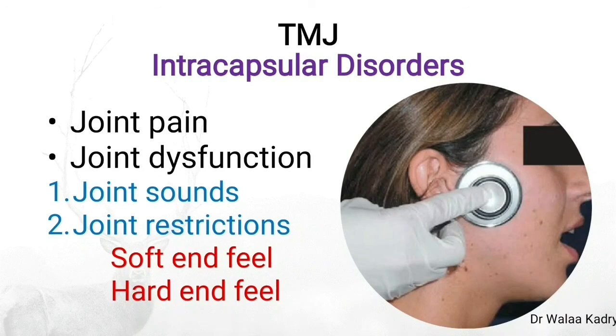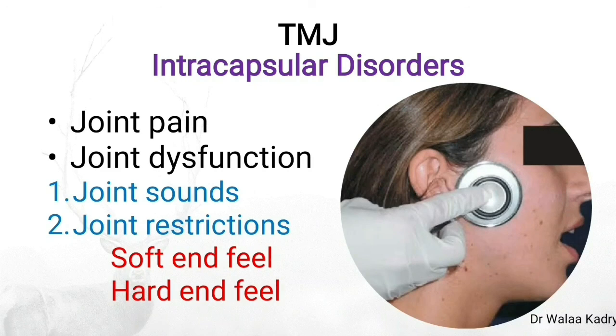Different sounds could be heard in case of intracapsular disorders, such as clicking, popping, or crepitation. Crepitation is usually heard in final stage osteoarthritis. And other finer sounds could be heard with a stethoscope applied to the outer surface of the TMJ in front of the external auditory meatus.